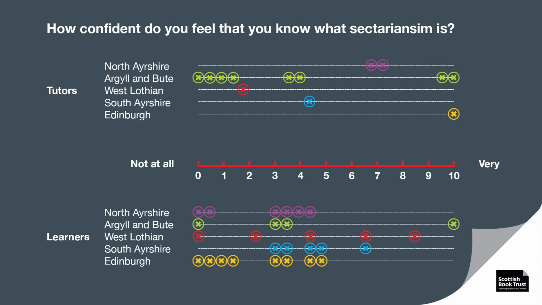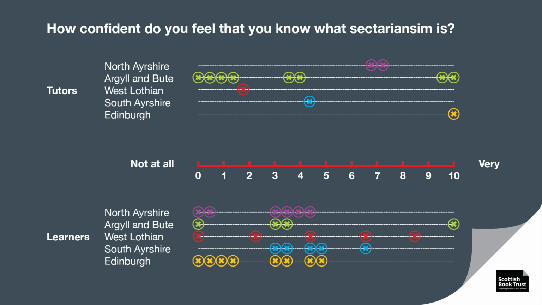In the graph, you'll see there's a red line, and this red line represents the continuum that learners and tutors would stand on when they're answering the questions. The question is at the top, and at either end of the red line you can see the extreme ends of the continuum. So sectarianism affects everything in my life, or sectarianism affects nothing in my life. And then down the side of the graph you'll see there are the names of various communities, and these are places that we visited and did this activity, and the crosses each represent one person and where they stood on the continuum.